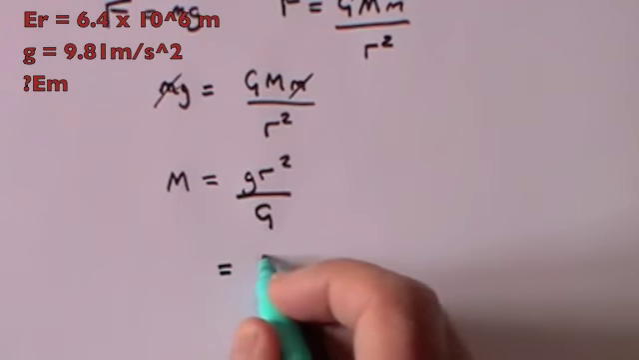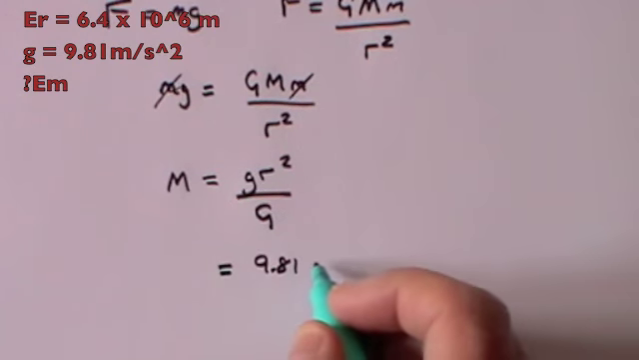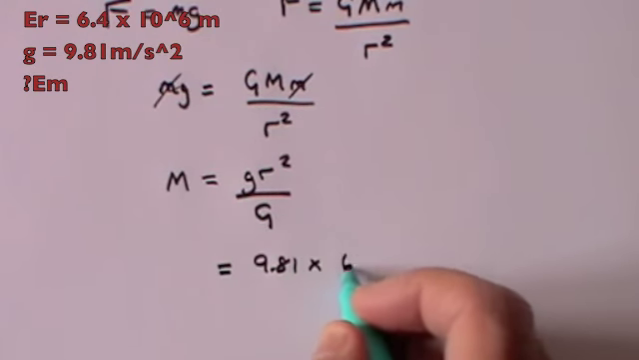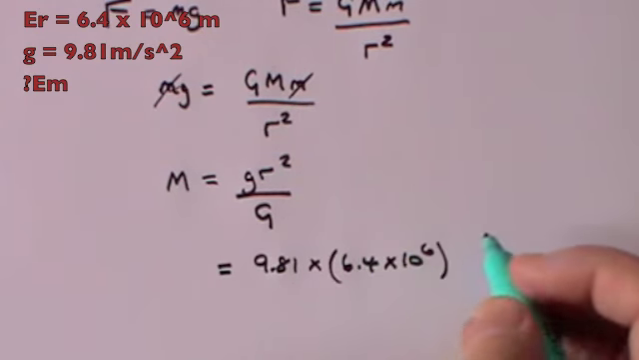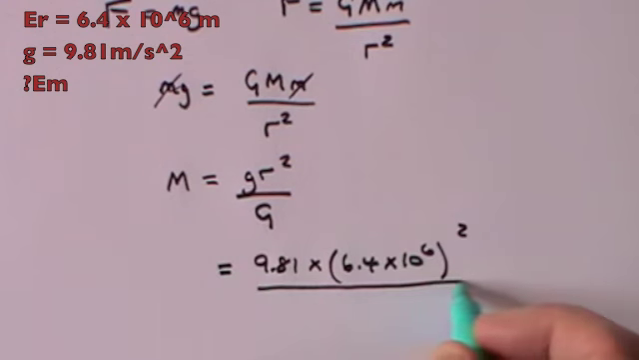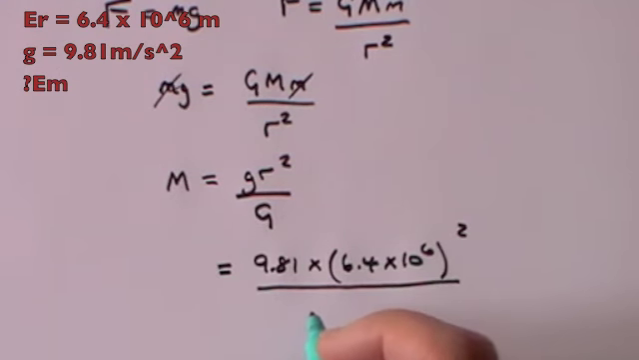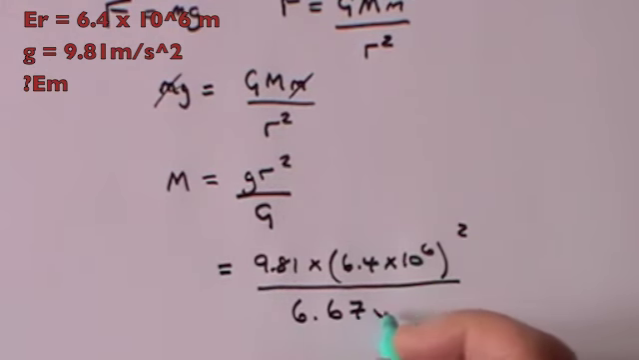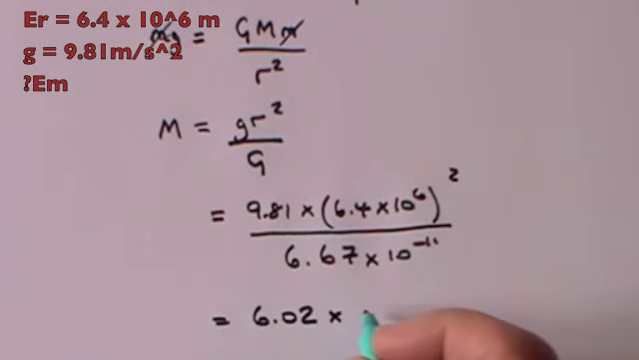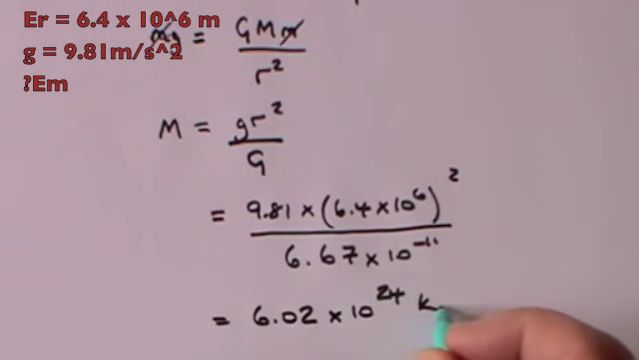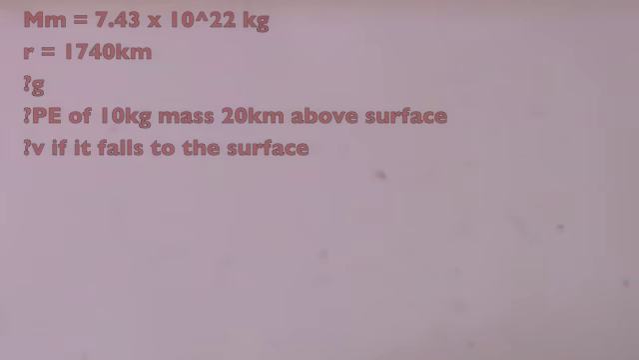So M will be g, which is 9.81, times the radius squared, which we were told was 6.4 times 10 to the 6, all squared, divided by G, and we said at the beginning of this video that we usually take G to be 6.67 times 10 to the minus 11. And if you multiply that out, you should get that the mass of the Earth is 6.02 times 10 to the 24 kilograms. Question 2.